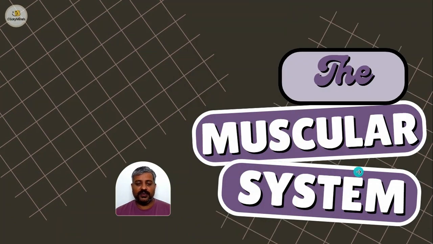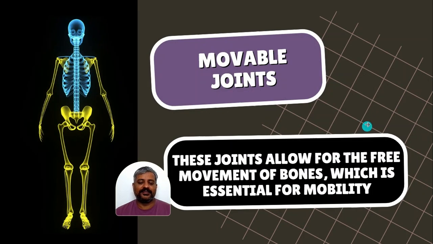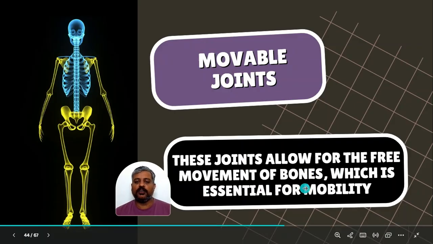Okay, now in the next video we are going to learn about the muscular system. Now, movable joints. These joints allow for the free movement of bones, which is essential for mobility. We have already discussed it because we can dance because of this only.